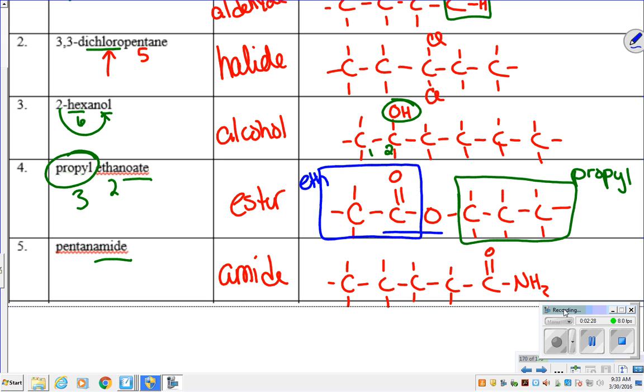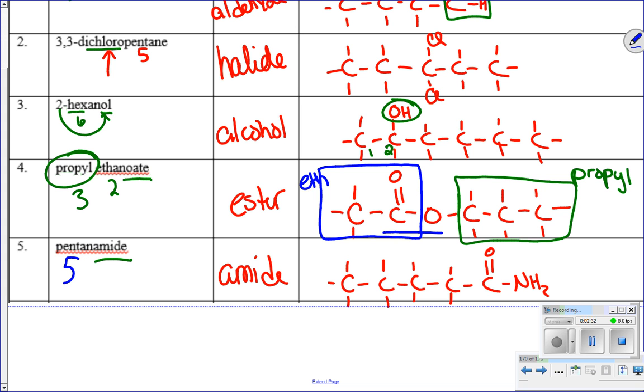For my pentanamide, pent means 5. Amide means my end carbon is going to have a double bond O and an NH2. 1, 2, 3, 4, 5. I just plop that right on the end.